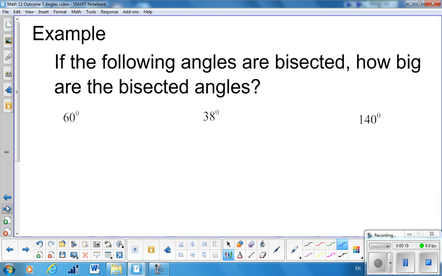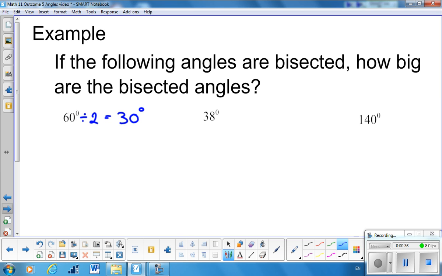So if we start with an angle of 60 degrees and we want to divide it into two, that means we're going to divide by 2 to bisect it. 60 degrees divided by 2 means that we will have two pieces that are each 30 degrees.